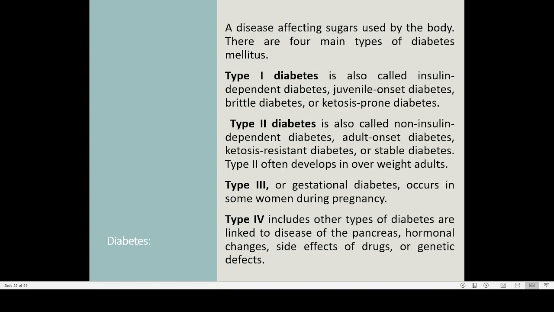Now here there are 4 different categories of diabetes, and the type 2 category is the most common type of diabetes, and we call this non-insulin dependent diabetes or adult onset diabetes or ketosis resistant or stable diabetes. Because in the case of type 2 diabetes, it develops in an adult patient, most commonly after the age of 40 or 50.